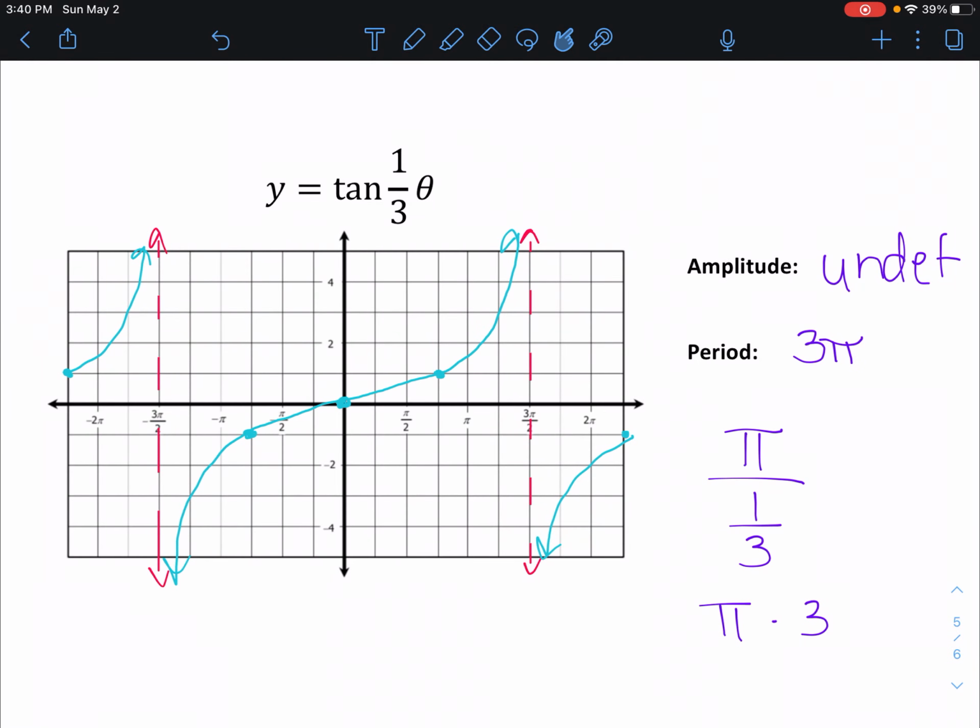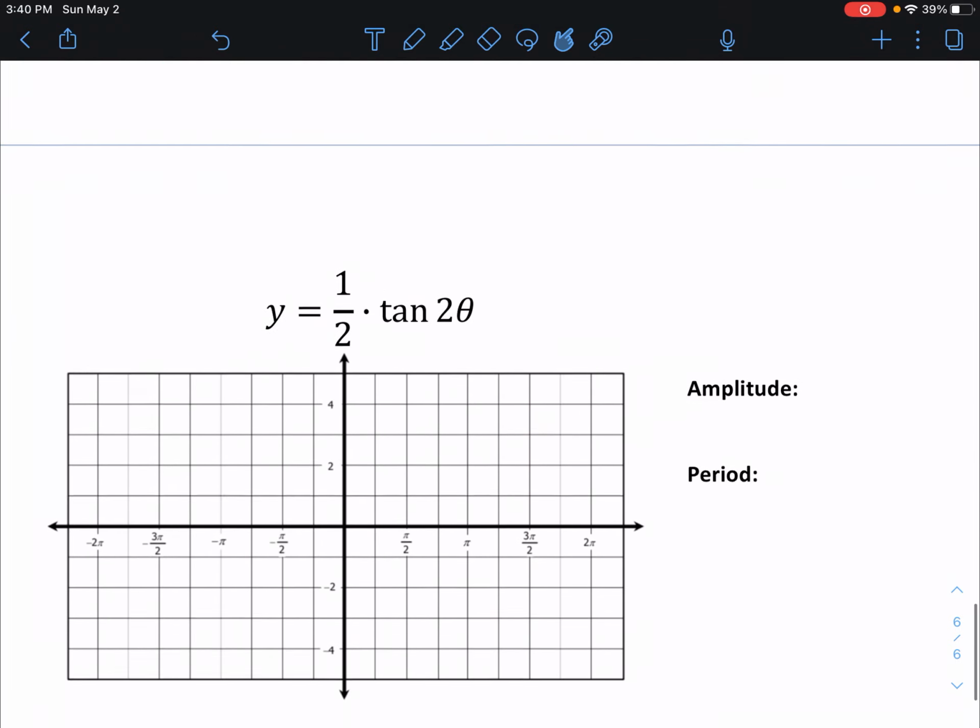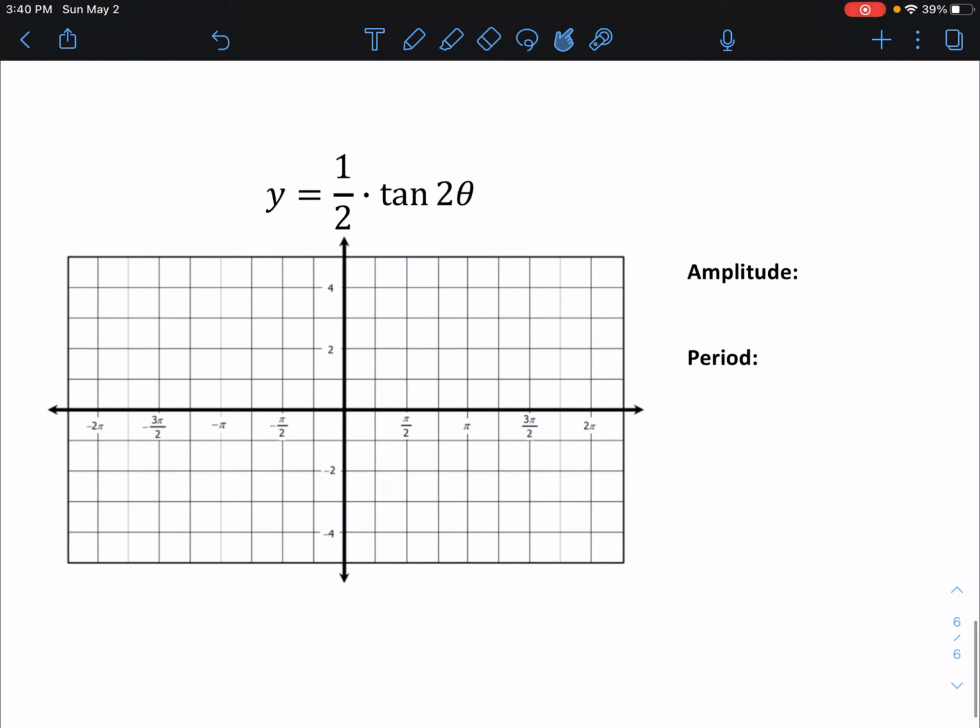Okay, I just want to go over one more so you're getting used to what this looks like. All right, so y equals 1/2 times tangent of 2 theta. So once again, this is undefined. You can just write that right away, but keep in mind this still impacts us. Okay, and then the period would be pi divided by, in this case our b value is 2, so pi over 2.